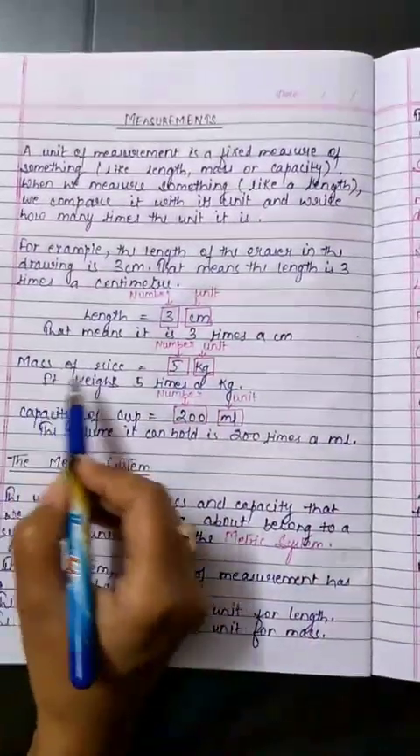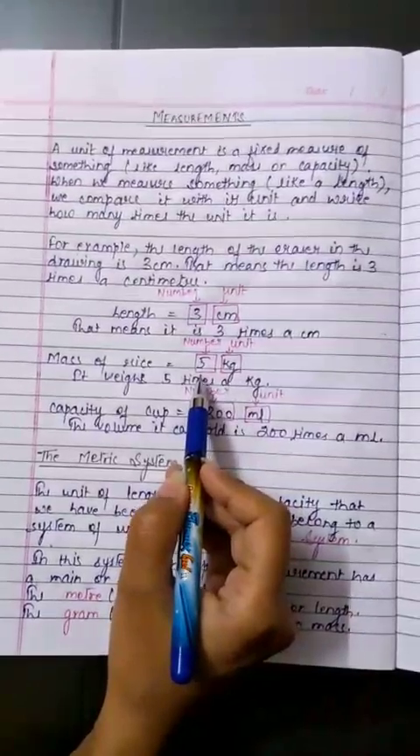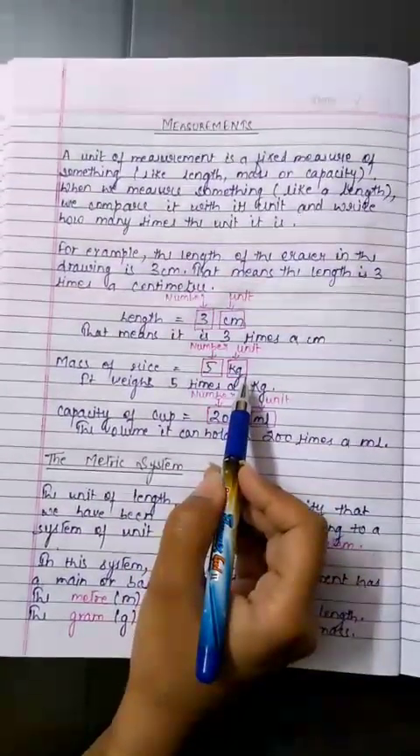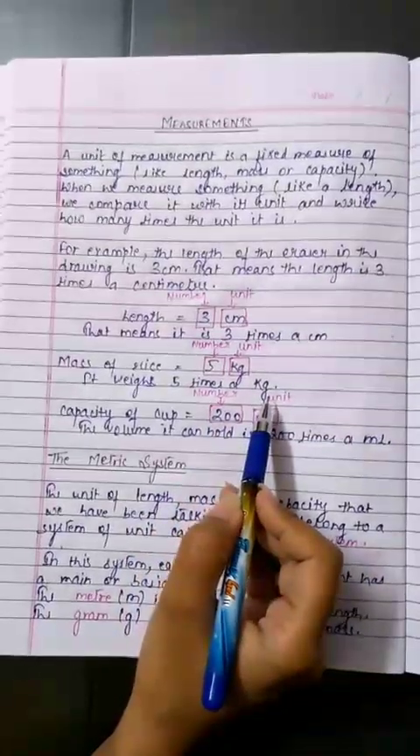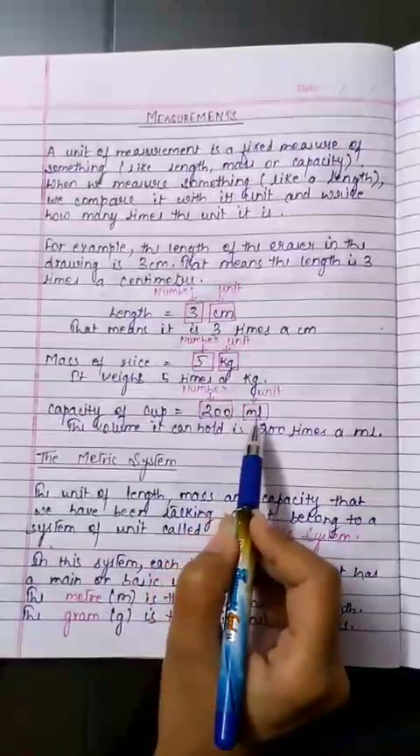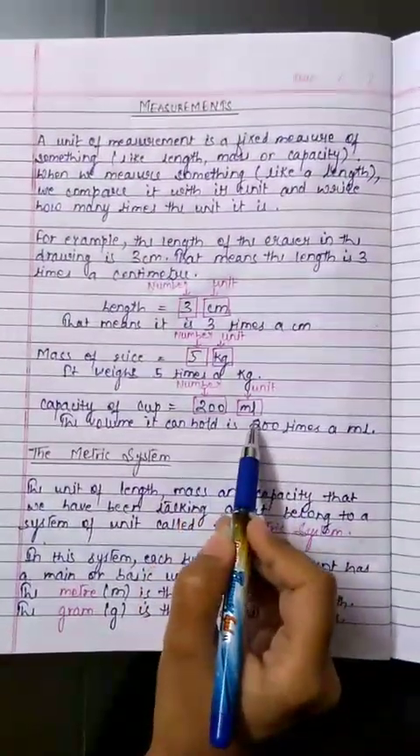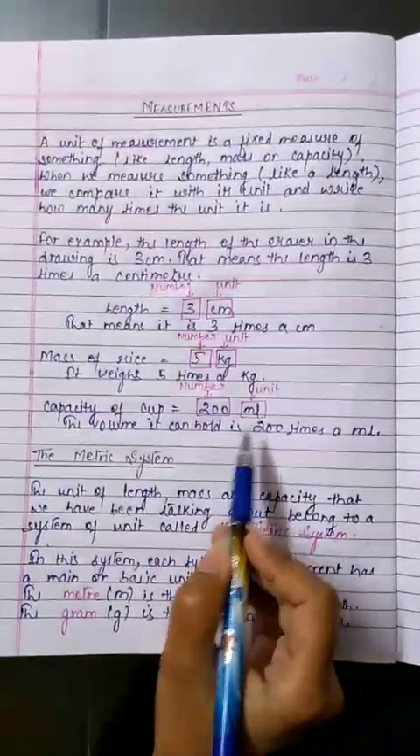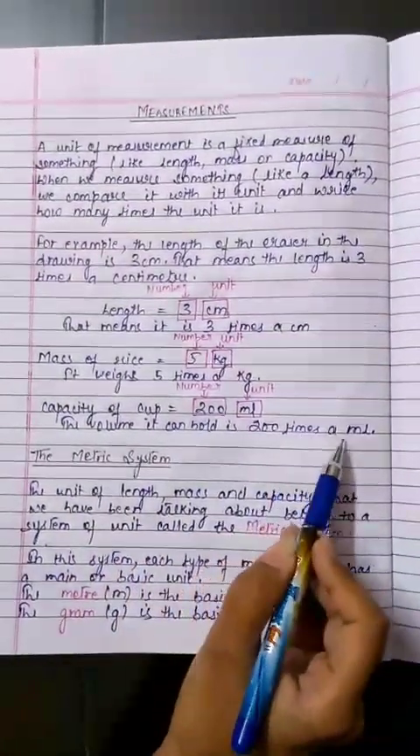Next, mass of rice equals 5 kg. Here 5 is the number and kg is the unit. So it weighs 5 times a kg. Next, capacity of a cup equals 200 milliliter. Here 200 is the number and milliliter is the unit. So the volume it can hold is 200 times a milliliter.